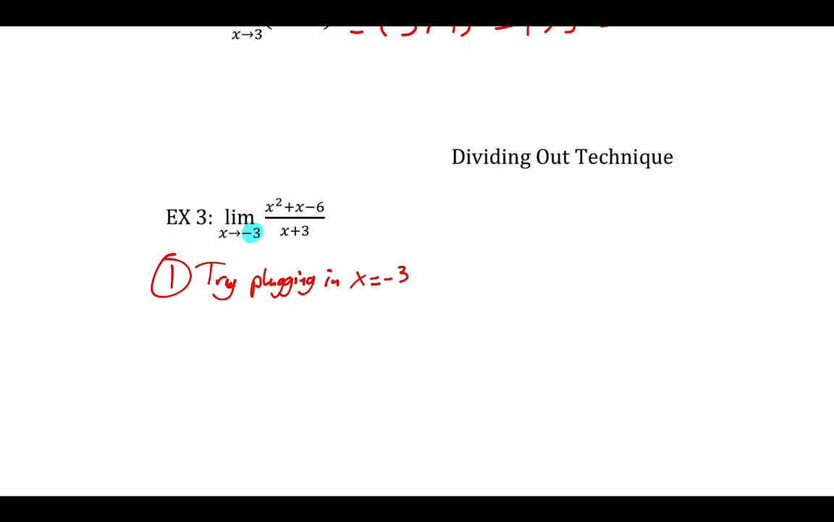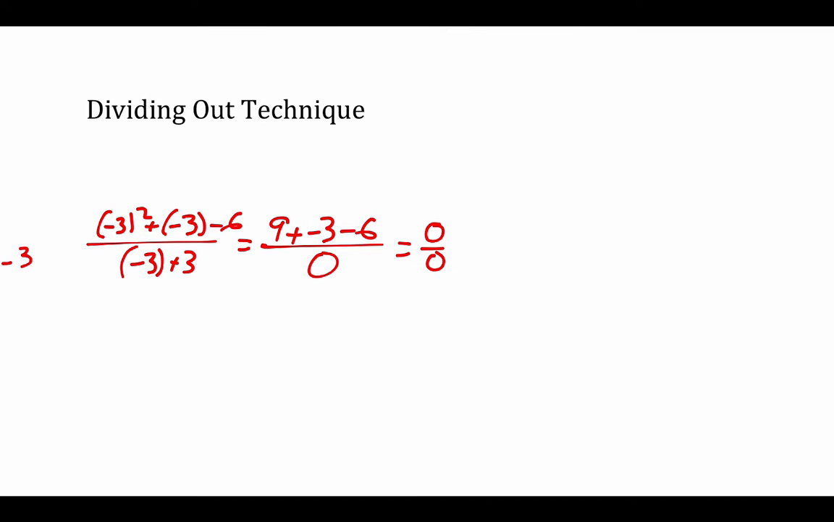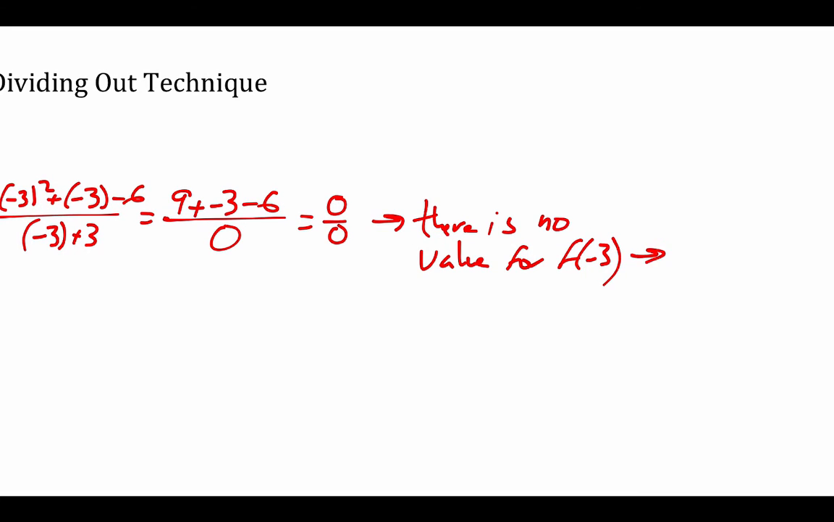So if we try plugging in -3, we've got -3 squared plus -3 minus 6 over -3 plus 3. In the numerator, -3 squared gives us 9, plus -3 minus 6, over, well, -3 plus 3 is 0. So we end up with 0 over 0, which really isn't anything. So we're going to say there is no value for f of -3. In other words, it's undefined.